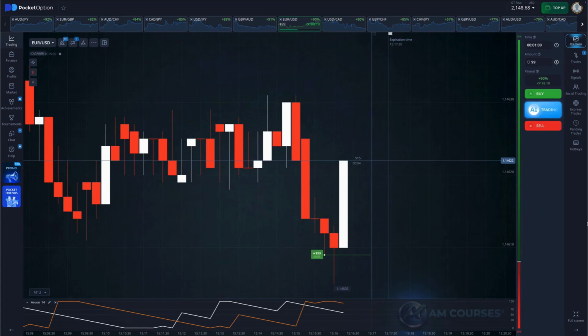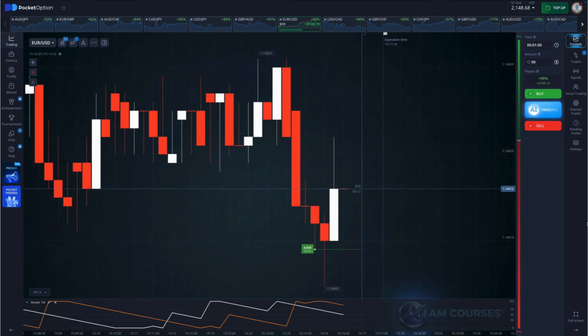So I wait for the candle to close, confirm the cross is complete, and I take the buy on the very next candle. No hesitation, no second guessing. The rule already made the decision for me. Now here's the part nobody enjoys. Look at what price does immediately after entry. It doesn't shoot up.